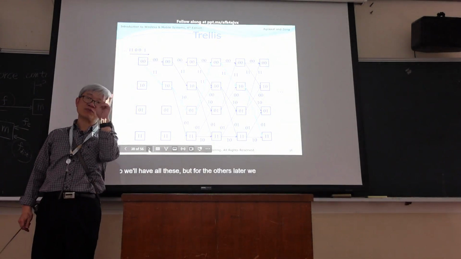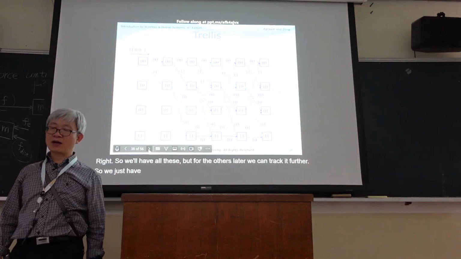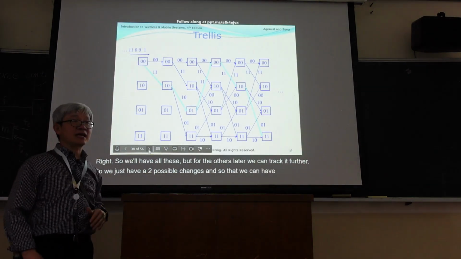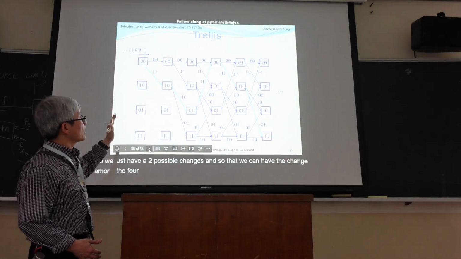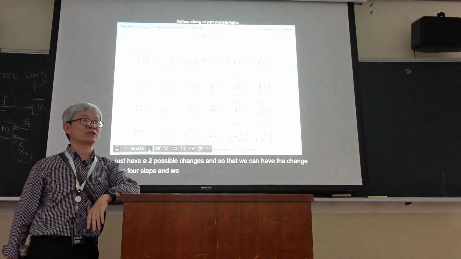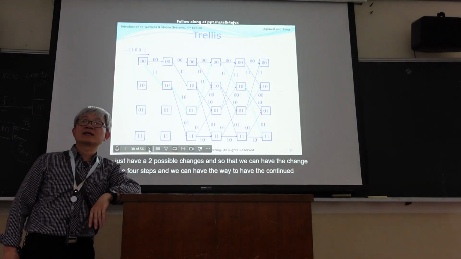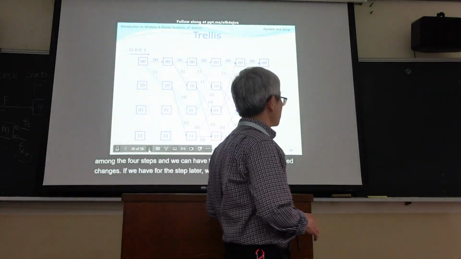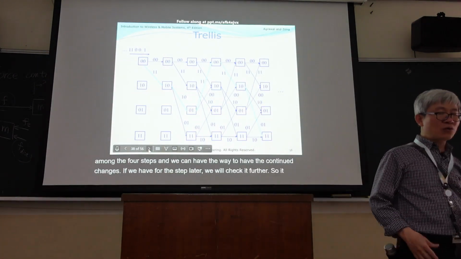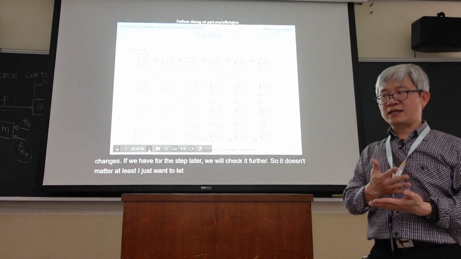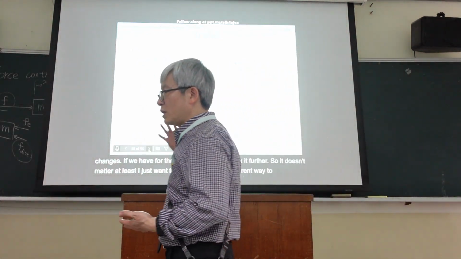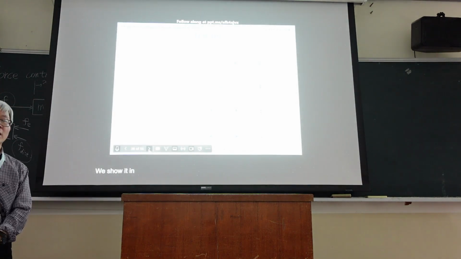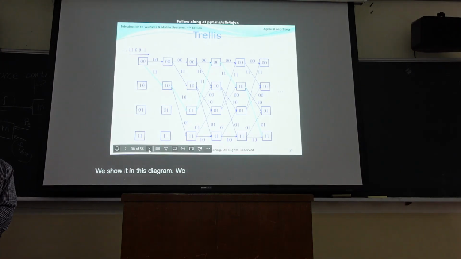So we just have two possible changes. And sometimes we can have changes among the 4 states. And we can have continued changes if we have the state diagram. But later we will check it further. It doesn't matter; at least I just want to let you know it's a different way to represent the state diagram, but we show it in this diagram called a trellis. Alright, so later we will check it.